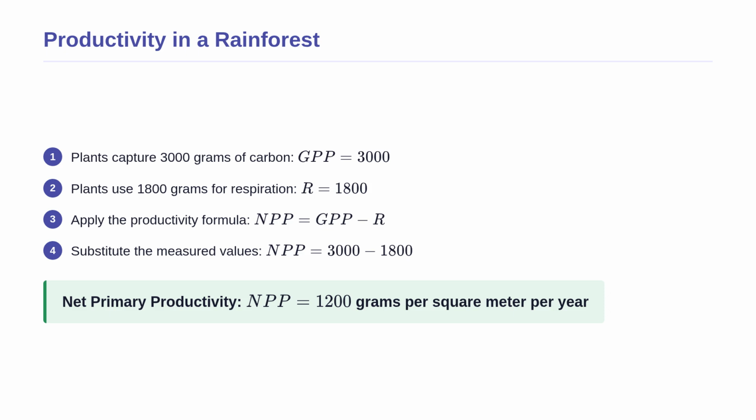We take our formula, NPP equals GPP minus R, and substitute our values. We subtract 1,800 from 3,000. The result is 1,200 grams of carbon per square meter per year. This massive surplus of energy is exactly why tropical rainforests can support such a huge diversity of insects, birds, and monkeys.